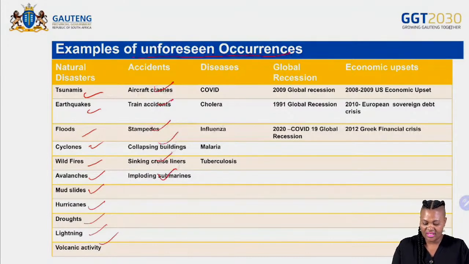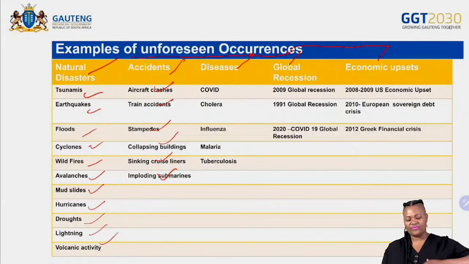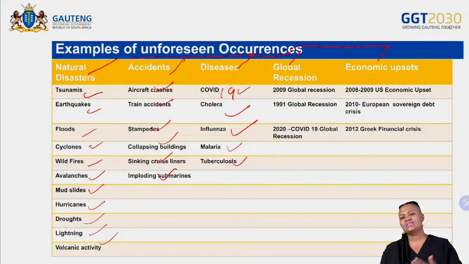So we've got natural disasters, unforeseen occurrence, accidents, unforeseen occurrence, diseases, unforeseen occurrence, global recessions, unforeseen occurrence, economic upsets, meaning that all of these do form part of unforeseen occurrences. Then under diseases, we've got COVID-19, cholera, influenza, malaria, tuberculosis, any disease. Maybe the disease is not listed here, then in your question paper, you get something that's about a disease or a sickness. Just know that under examples of unforeseen occurrences, it will classify as a disease.